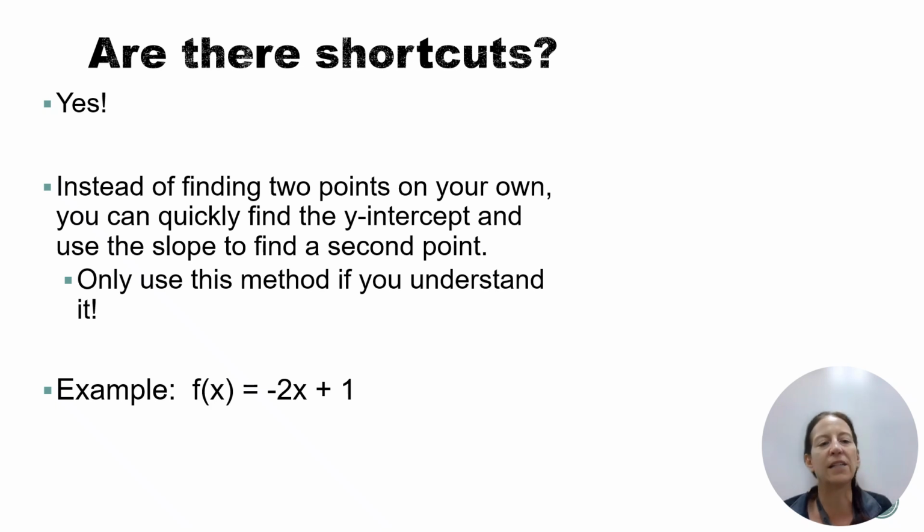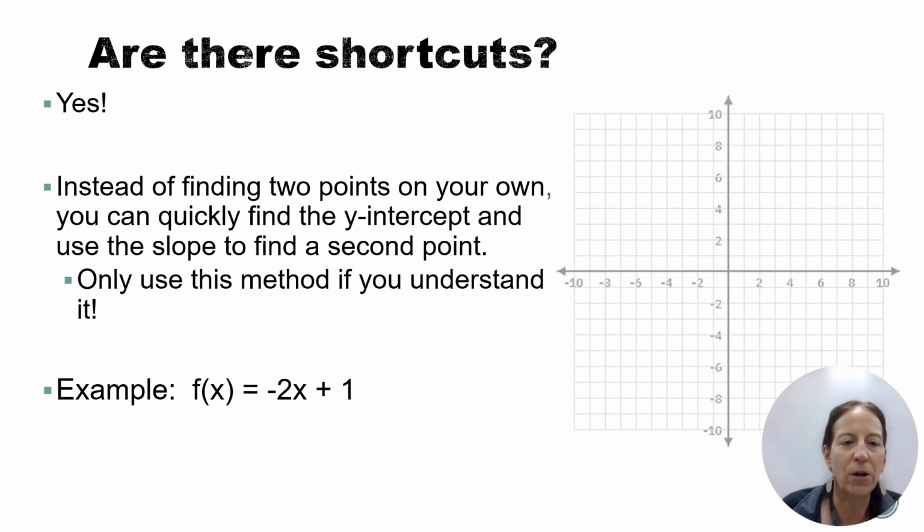Now, are there shortcuts? Why, yes, there is a shortcut for graphing lines, and you're probably familiar with it. Instead of finding 2 points on your own, you can quickly find the y-intercept and the slope and use the slope to find the second point. But I will say only use this method if you understand it. Don't use this method if you really don't understand how it works.